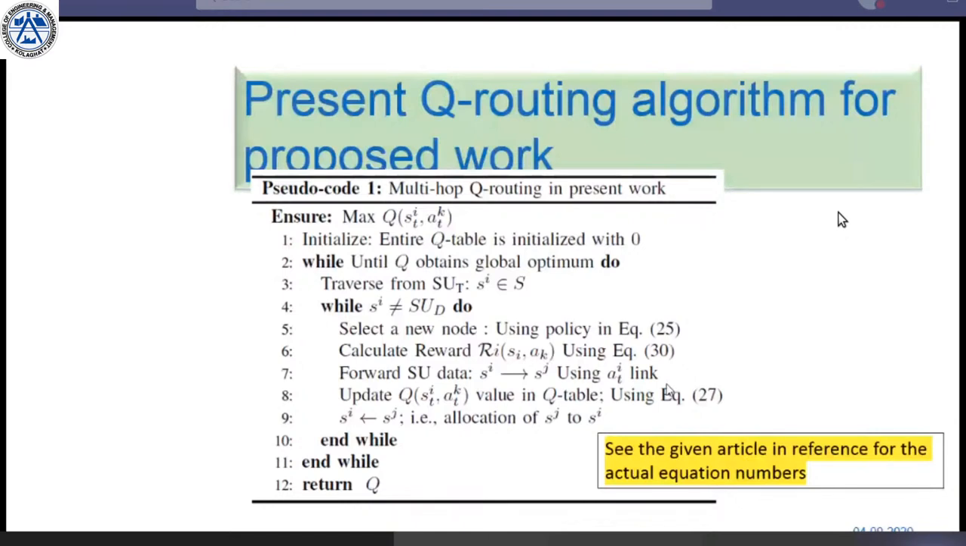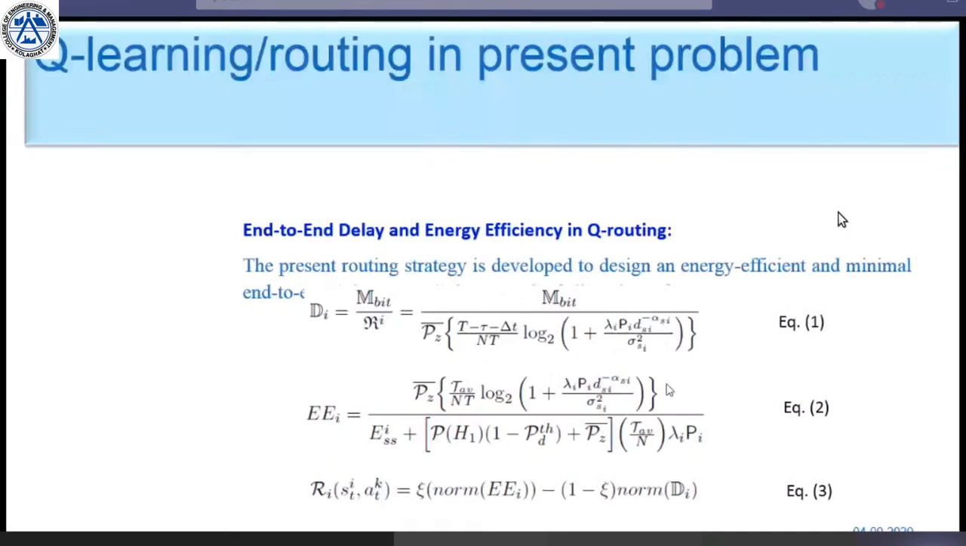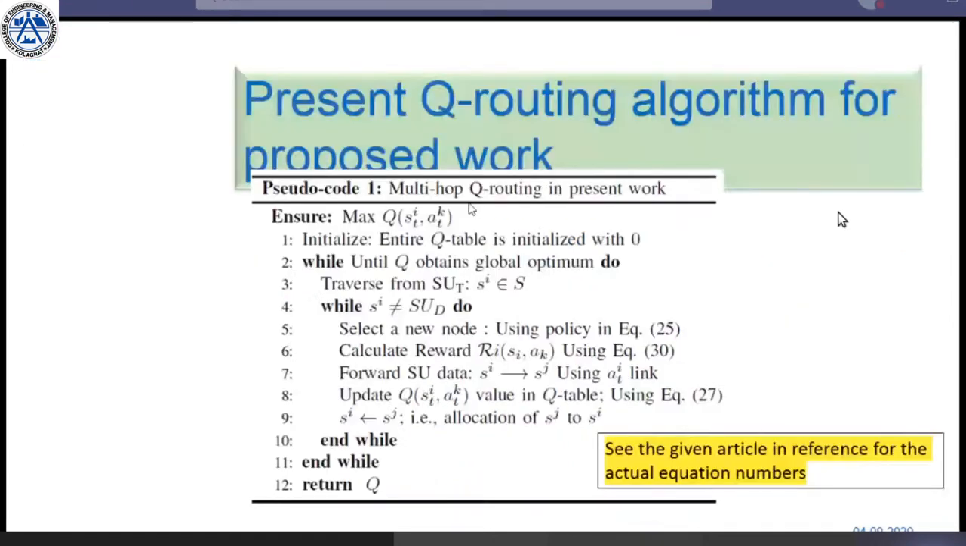Okay. So my objective here is to develop this reward, and we go for a routing policy maximizing this reward. The end-to-end outage is my target. Minimization of this is my goal, and I'm minimizing that under this constraint. So this is the routing algorithm.